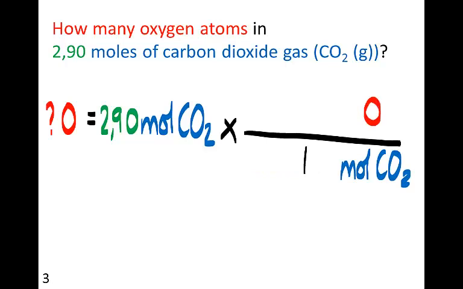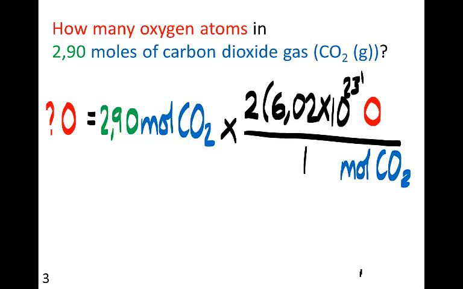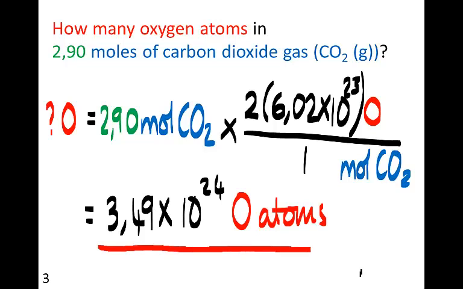1 mole carbon dioxide contains inside it 2 moles. In other words, 2 groups of this number of O atoms. 2.9 times 2 times 6.02 times 10 to the power 23, 3.49 times 10 to the power 24 O atoms.